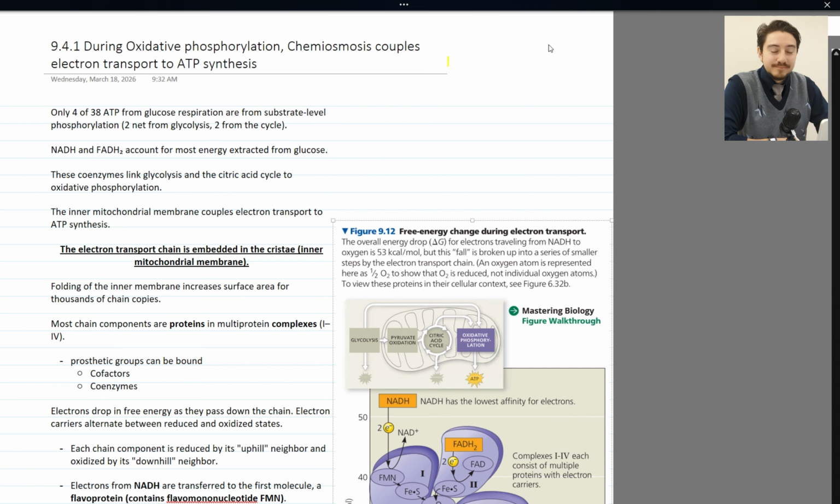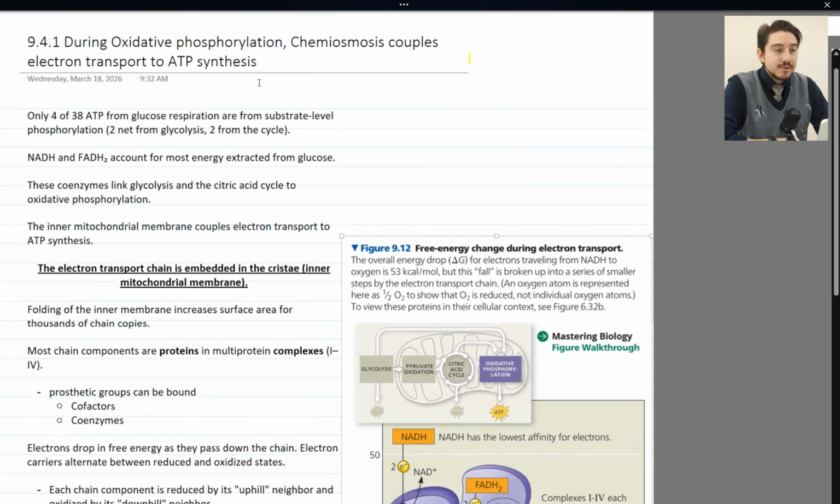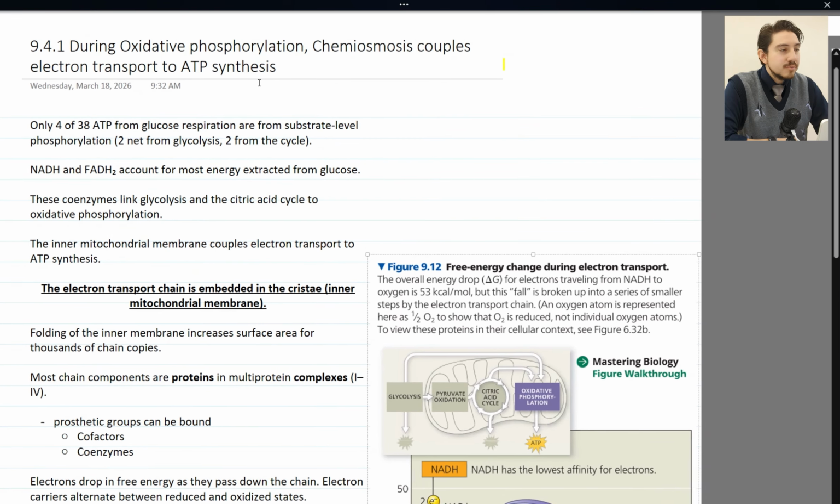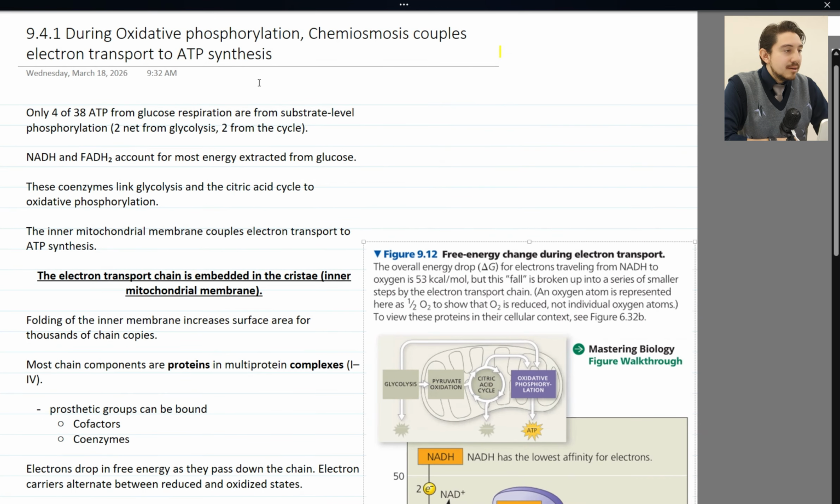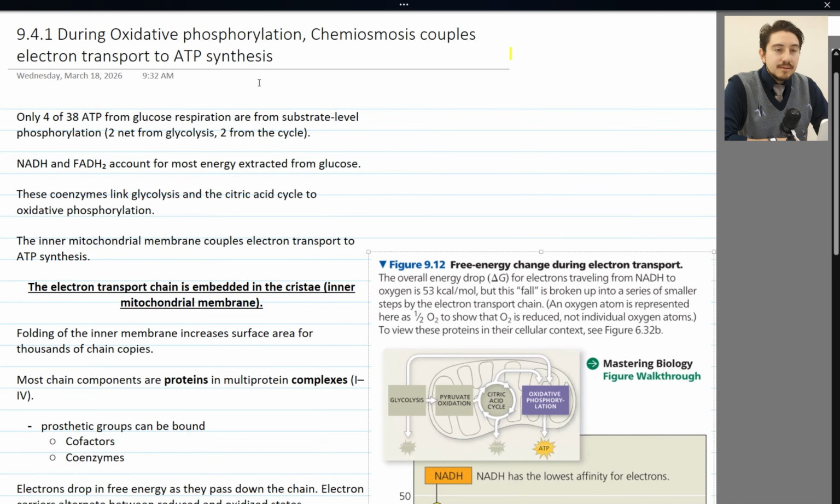So let's get to it. Let me just move the notes, zoom into the notes a little bit. All right.